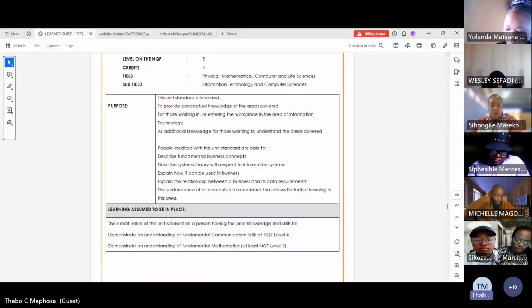So anyway, I was saying that for those entering the business in the area of information technology, this is what we're looking at, and it basically covers most of you guys here. You are entering that working space in IT, and what type of knowledge do you need? Because it is not enough. For instance, you guys are what you call software developers.